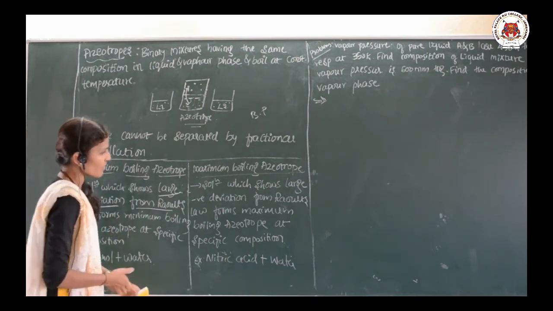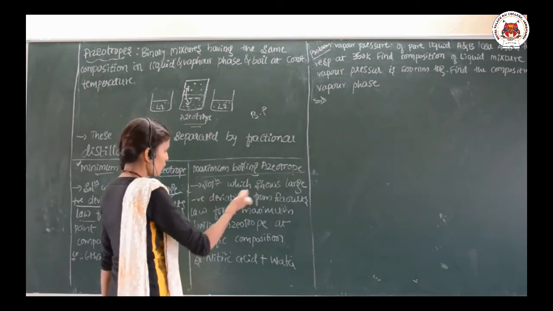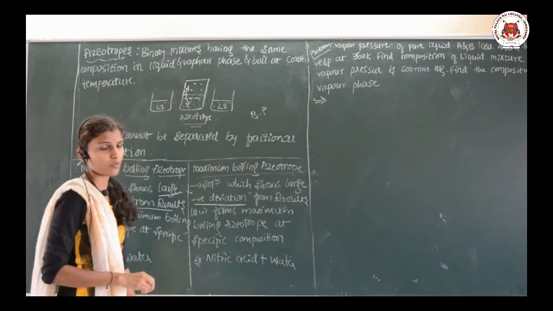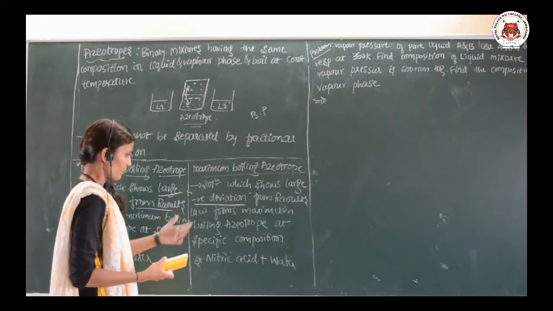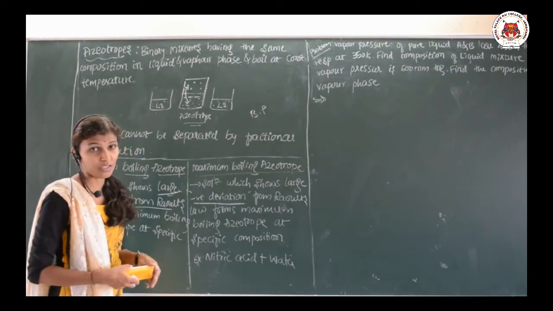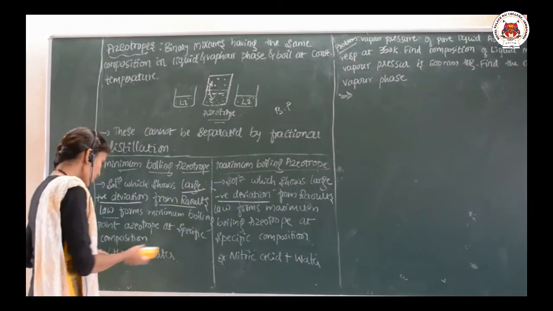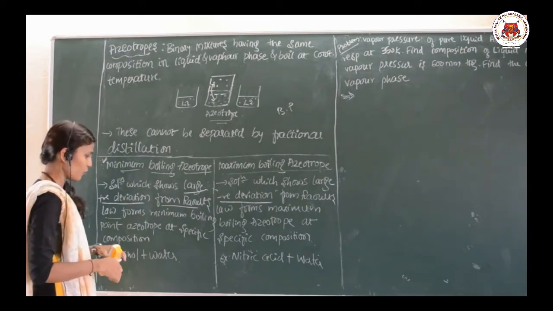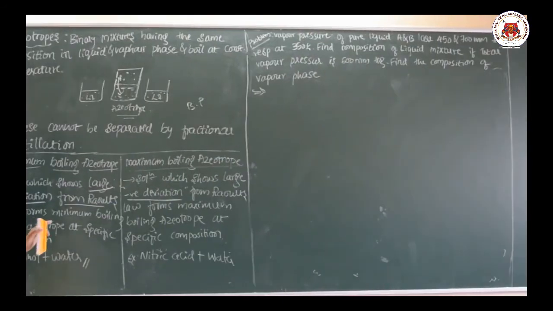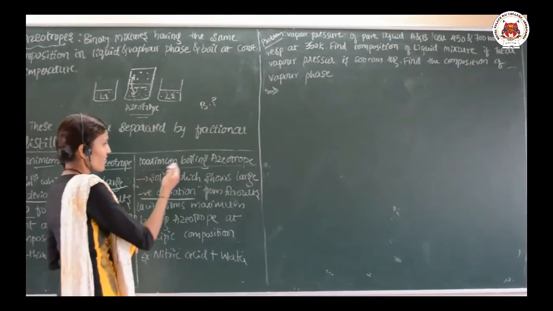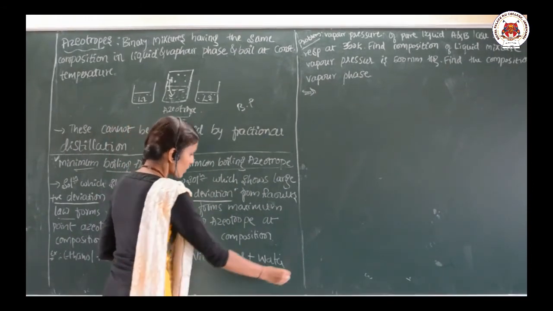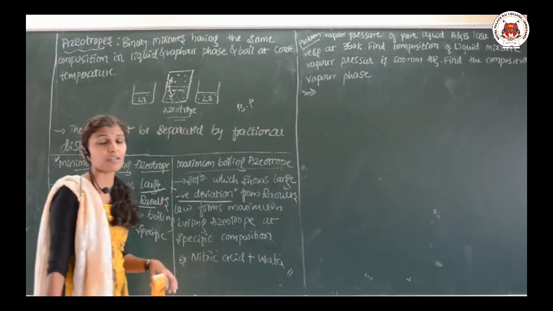Then maximum, the reverse: the solution which shows a large negative deviation from Raoult's law will form the maximum boiling azeotrope at a specific composition. As examples, for the minimum boiling azeotrope we can give the mixture of ethanol and water. In the case of the maximum boiling azeotrope, which involves negative deviation, we can give the mixture of nitric acid and water.